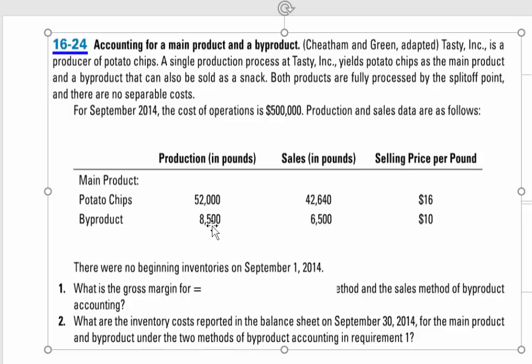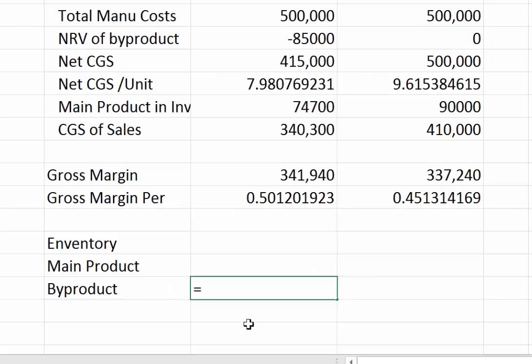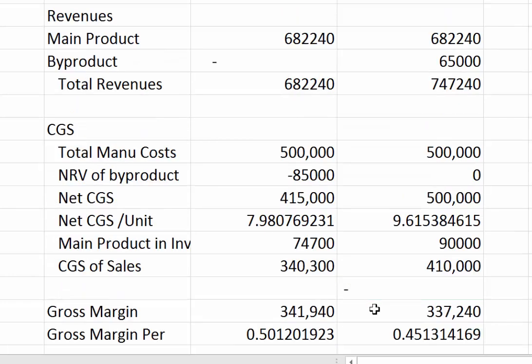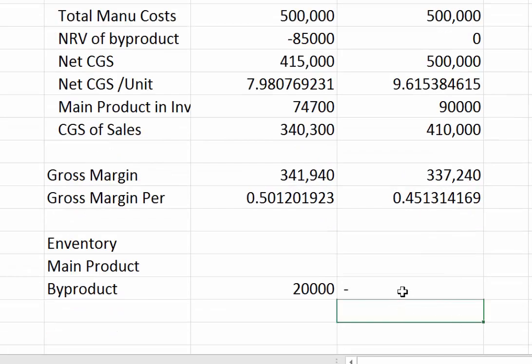So it's 8,500 minus 6,500. So you have 2,000 pounds of byproduct left in the ending inventory, and each pound is worth $10. So I'm going to do the calculation: $10 multiplied by 8,500 minus 6,500. I end up with 20,000. And for the sales method, we don't recognize any inventory for the byproducts. So we're done with that.